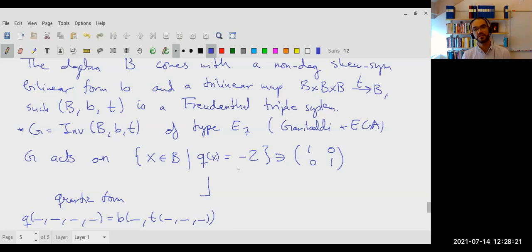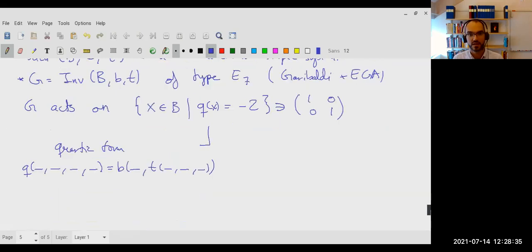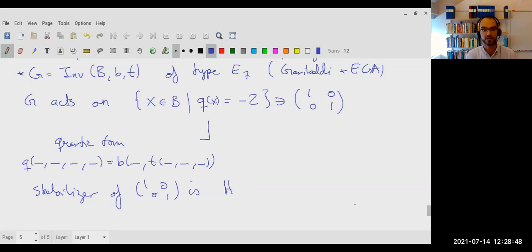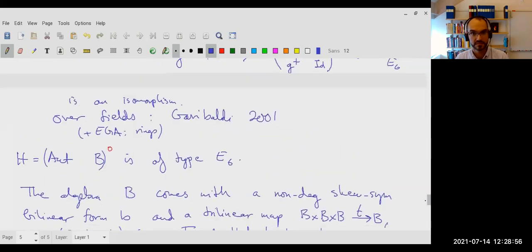Also, minus two is in the conventions of Brown. In Garibaldi's convention, this is 12. But since six is invertible, it doesn't matter. We just fix a convention and look at all elements with this fixed value of Q. So G acts on this, and the stabilizer of 1001 is H, the connected component of the automorphism group, or the isometric group of the cubic norm on the Albert algebra.